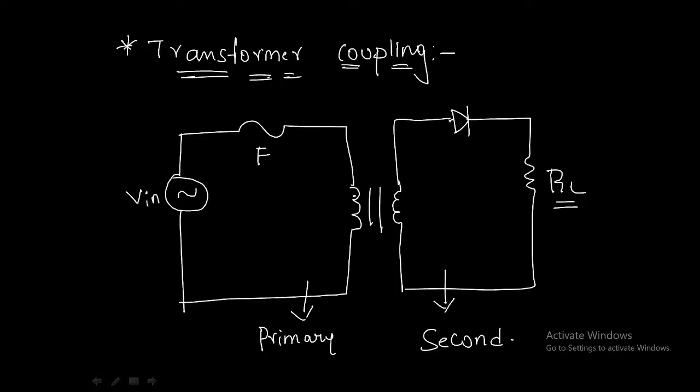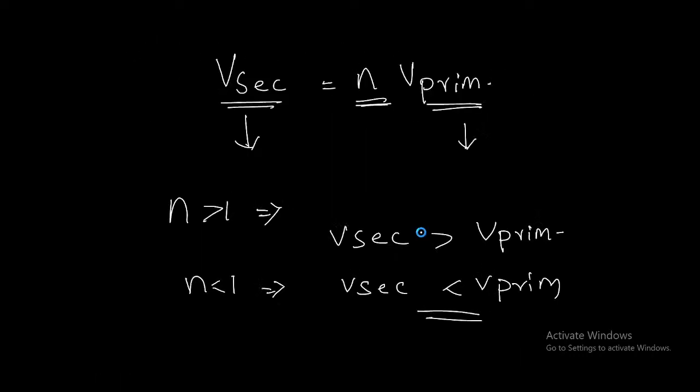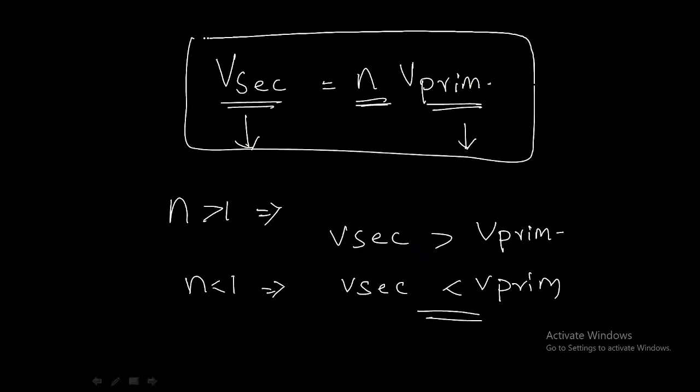And if the number of turns in the primary is less and more in the secondary, then the voltage is going to increase. It can also be given by the equation V secondary is equal to N into V primary. That is, if N is greater than 1, V secondary is greater than V primary, that is, the secondary voltage is greater than the primary voltage, and if N is less than 1, then the secondary voltage will be less than the primary voltage.